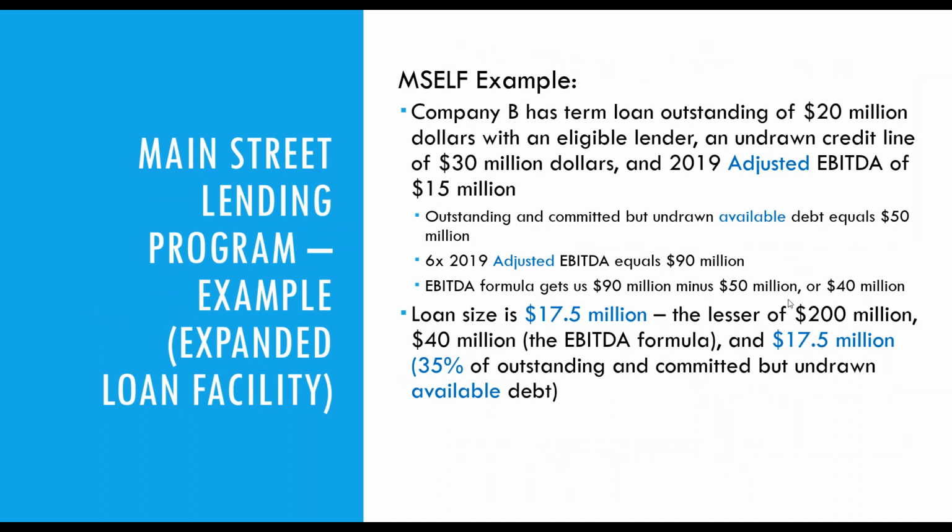The example is slightly different since the company will need to have outstanding debt with the eligible lender. Company B has a term loan outstanding of $20 million with an eligible lender. They have an undrawn credit line of $30 million and 2019 adjusted EBITDA of $15 million. Their outstanding committed undrawn available debt would be $50 million. 6 times EBITDA equals $90 million. The formula yields $40 million. The loan size then would be $17.5 million under these numbers. That's the lesser of $200 million, $40 million, which was the EBITDA formula, and then the $17.5 million, which is 35% of the outstanding committed and undrawn available debt.